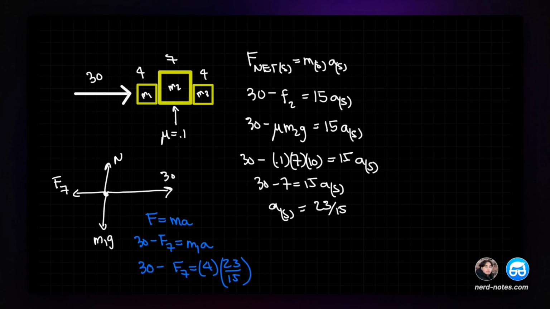And again, why is it the acceleration of the system? Because all the blocks are moving together. So this M1 block is going to be accelerating, I should say, at 23 over 15. Plug it in and just rearrange and solve for F7. I'm not going to do that because that's just math and I know you guys know how to do that.